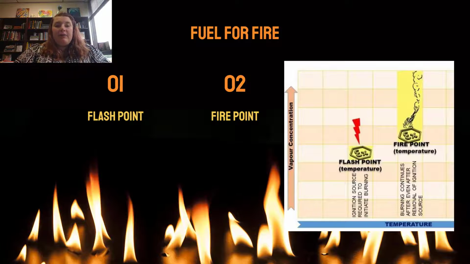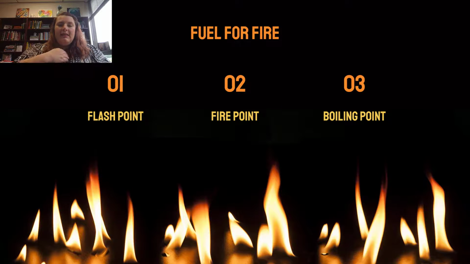Now, another important characteristic of fuels is the fire point. Fire point is the temperature at which the vapors will sustain combustion. This means that the heat is high enough that the fuel will continue to produce enough vapors to stoke the fire continuously. Because fire point requires sustained combustion, the fire point is always a few degrees higher than the flash point. Now, the highest temperature is the boiling point. That's the temperature at which the liquid fuel vaporizes entirely.